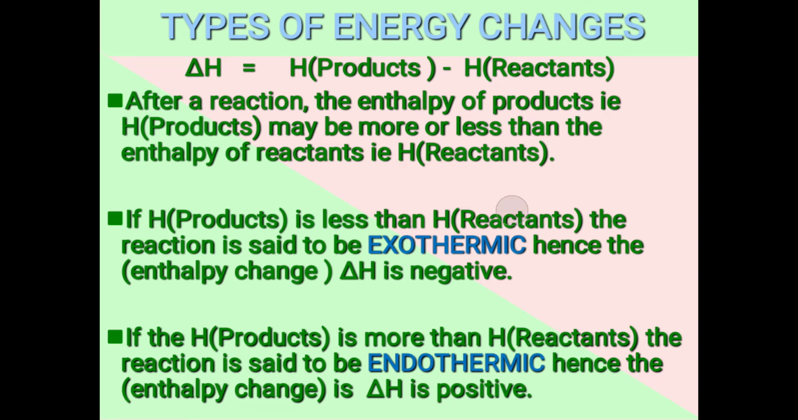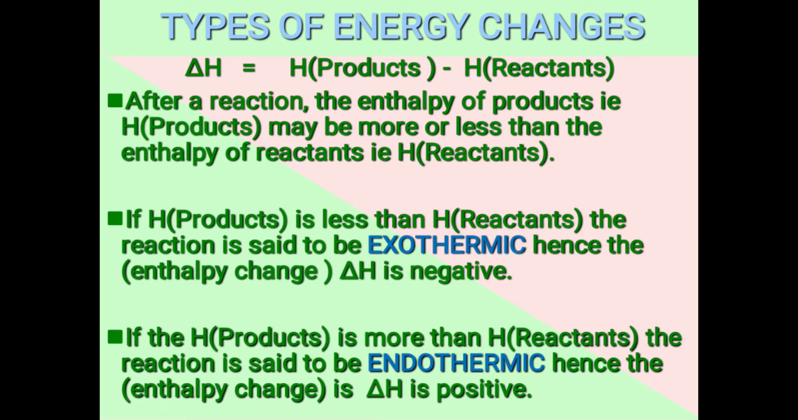Okay, let us look at these two incidences. We are having H products when it is less than that of the reactants. Now, if the heat of products is less than the heat of reactants, the reaction is said to be exothermic. The word exothermic simply means external. Exo means external. So exothermic is just two words: exo and thermic. Exo means external, thermic means heat. So this is external heat.